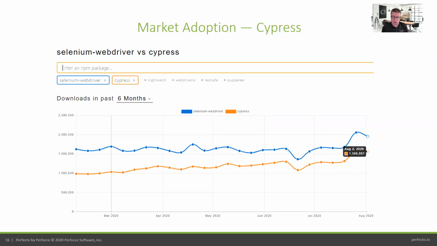Going back to the NPM trends recommendation that I gave you, if you filter out the noise and just focus on these two frameworks, you can see that both of them are growing, and obviously Cypress is growing in popularity, maybe closing the gap with the Selenium download rate. So obviously these technologies are here to stay.